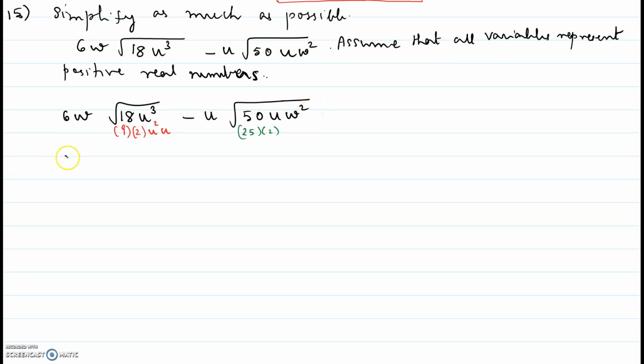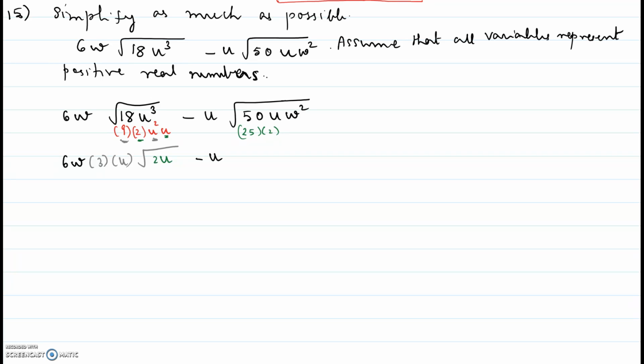The next step, we'll take 6w. Then we'll take this square number, which is 9. There is another square number, which is u squared. So we'll take them outside the radical. The square root of 9 is 3, and the square root of u squared is u. So inside the radical, we are left with just 2 times u. Then for the second term, you have u.